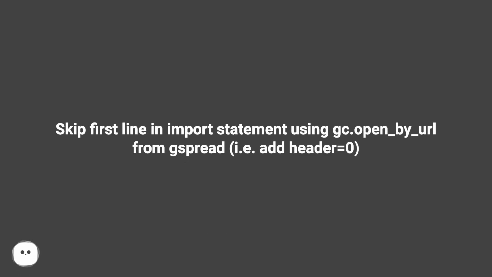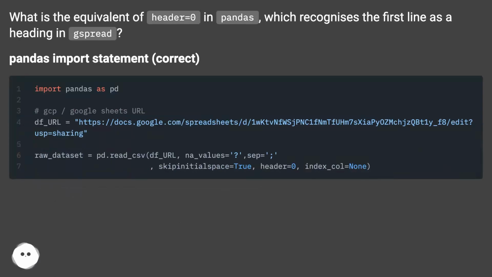Skip first line in import statement using gc.open_by_url from gspread, i.e. add header equal to 0. What is the equivalent of header equal to 0 in pandas, which recognizes the first line as a heading, in gspread? Pandas import statement, correct.